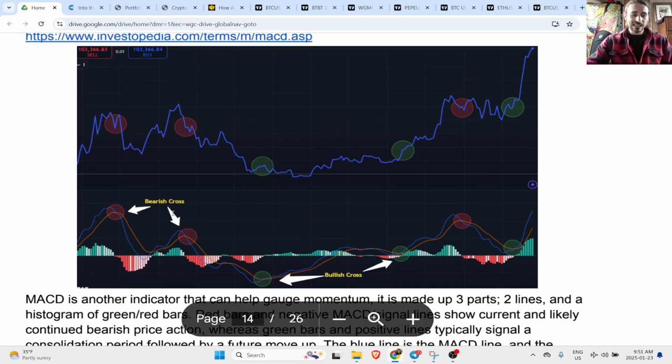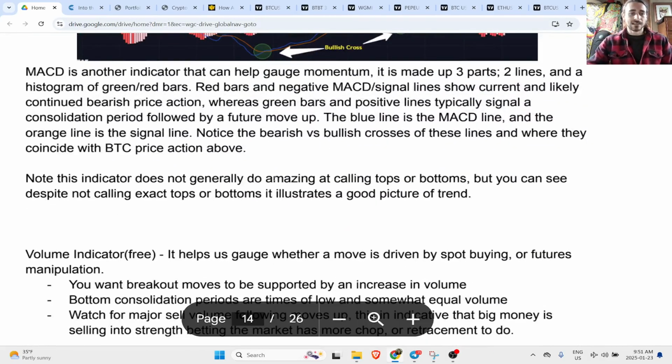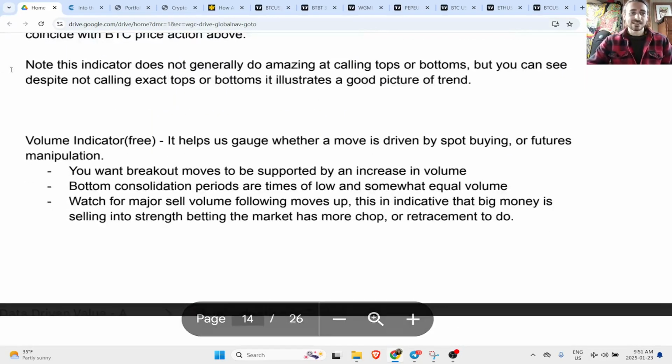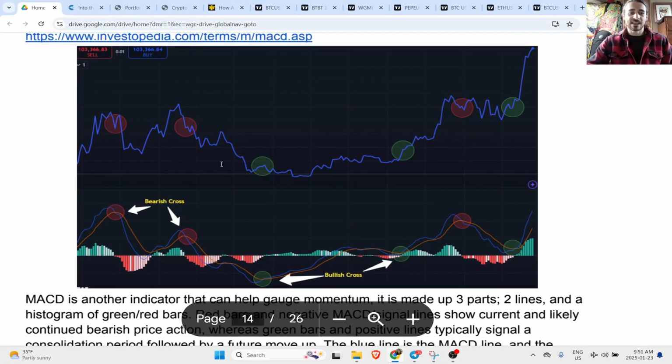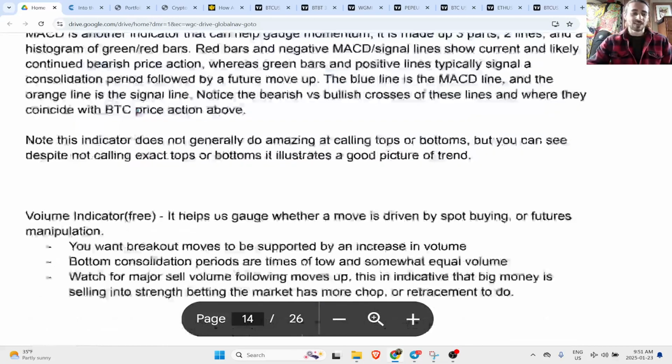So you can see they don't line up perfectly with the highs and the lows, but it does give a good indication of the upcoming trend potential. So just keeping an eye on that as well. Again, it doesn't do an amazing job at calling tops and bottoms, but it helps us understand if something has most likely bottomed or is likely to reverse that trend.